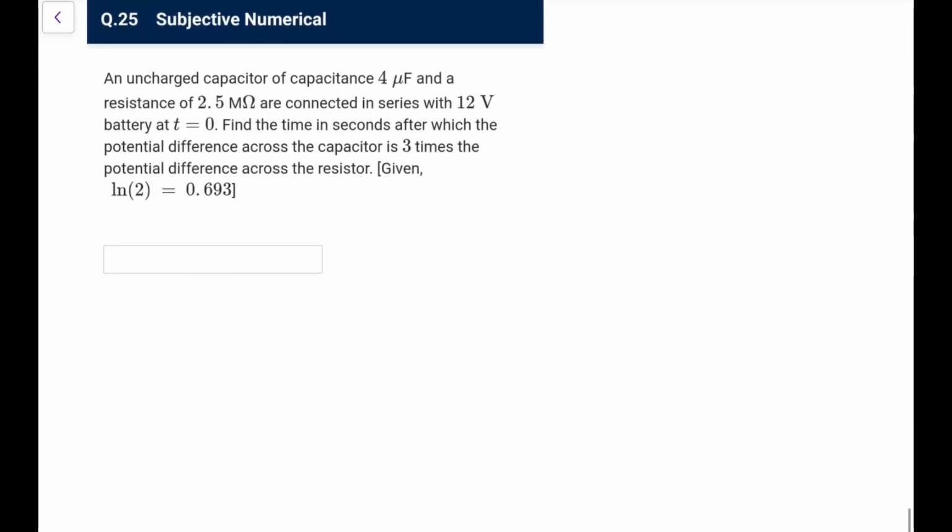Next, last one. You have an uncharged capacitance of 4 microfarad, resistance 2.5 mega ohms connected to a 12 volt battery in series. Find the time after which the potential difference across the capacitor is 3 times the potential difference across the resistor. So 3 times across the resistor, I can directly say Vc would be 9 volts and VR would be equal to 3 volts.